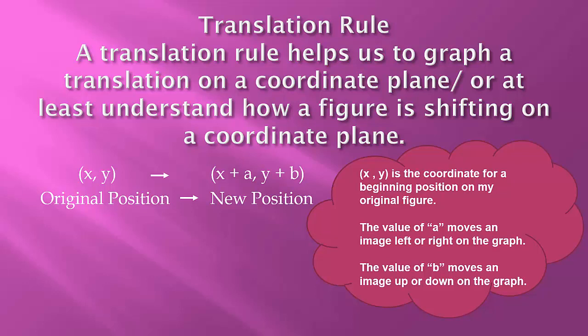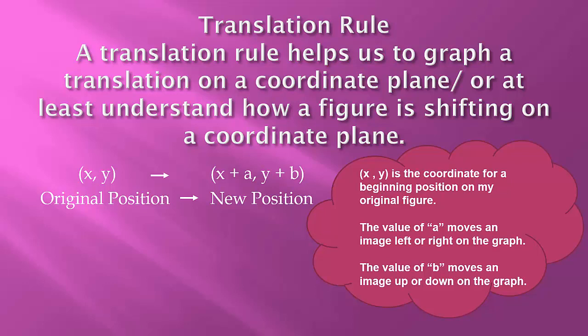The x and y is the coordinate for a beginning position on the original figure. The value of a moves an image to the left or right on the graph. And we notice that the value of a is attached to the value of our original position x value. And our x values, when we are graphing, are the values that move left and right on the axis.